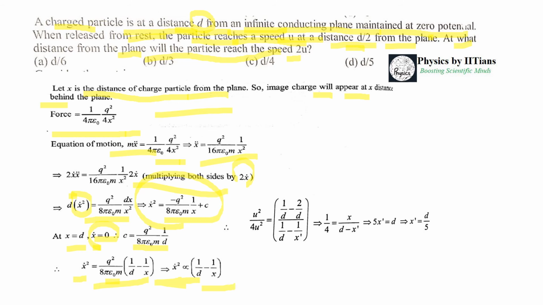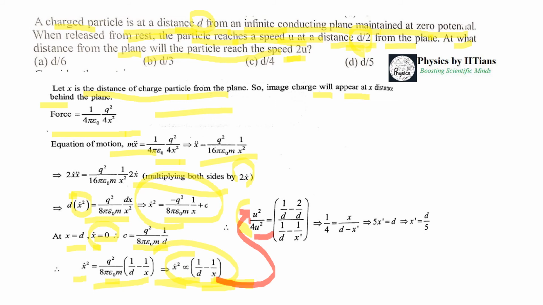So x dot square, that is velocity square, is proportional to 1 by d minus 1 by x. Now the question is, at what distance from the plane does the particle reach the speed 2u? So you can compare these two velocities u and 2u. How? You just put this relation: whenever the velocity is u, the x distance will be d by 2, so it will become 1 by d minus 2 by d.